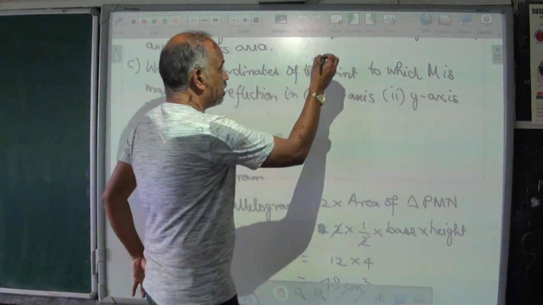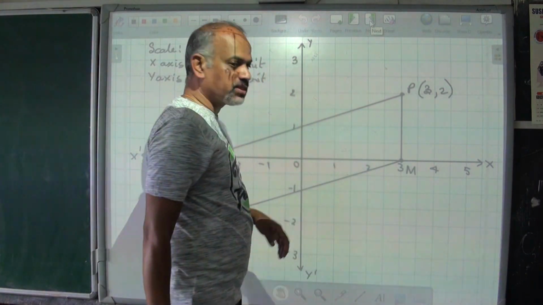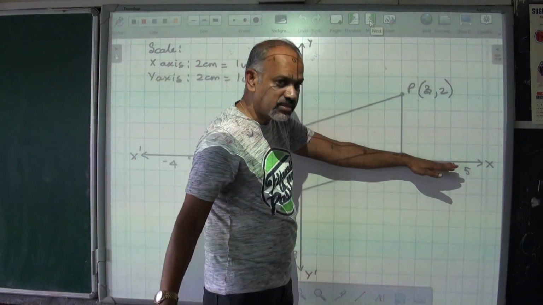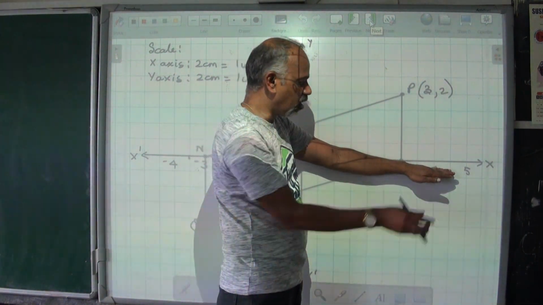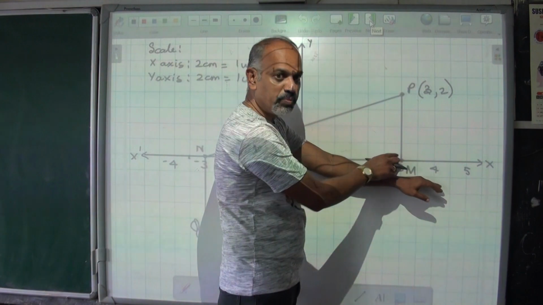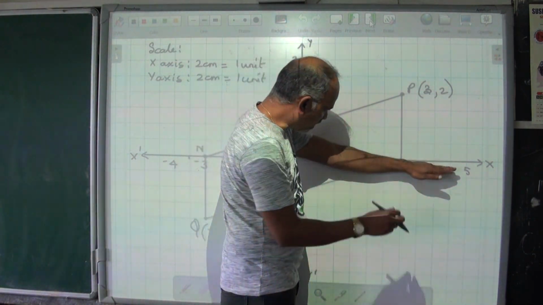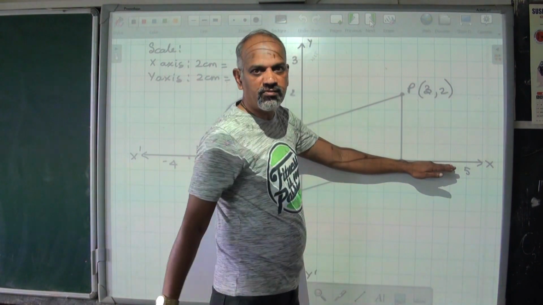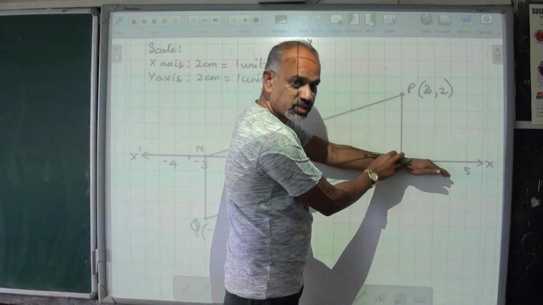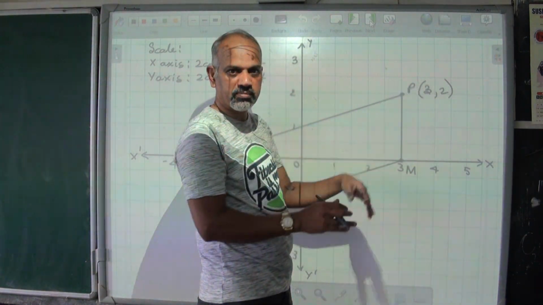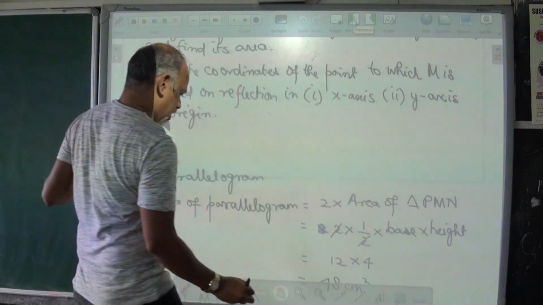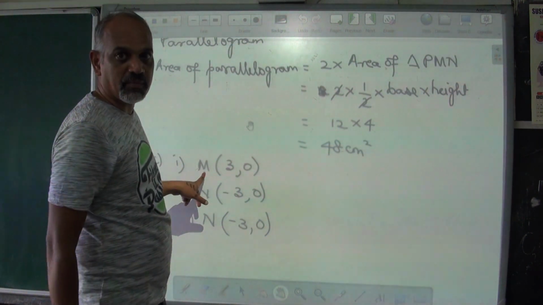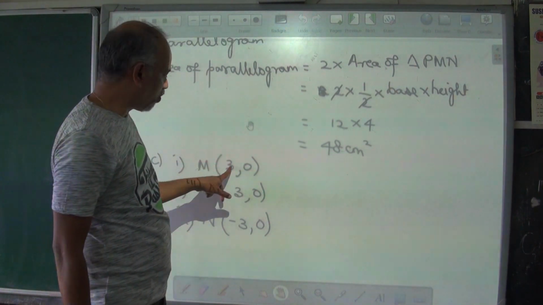Let's go back to the figure. M is reflected on the x-axis. M is here and it is on the x-axis itself. It is already lying on the mirror, which means it should be an invariant point. If you reflect M on the same line which it is lying on, it becomes an invariant point, which means M on reflection on the x-axis remains M. So our answer for subdivision 1, reflection of M in the x-axis, is M itself, whose coordinates are 3, 0.